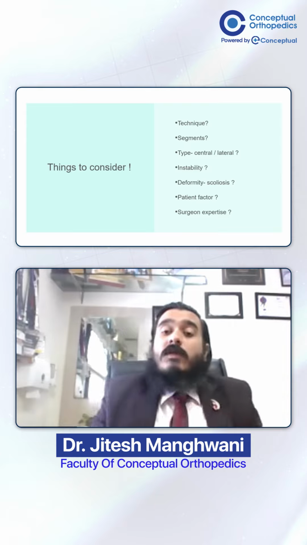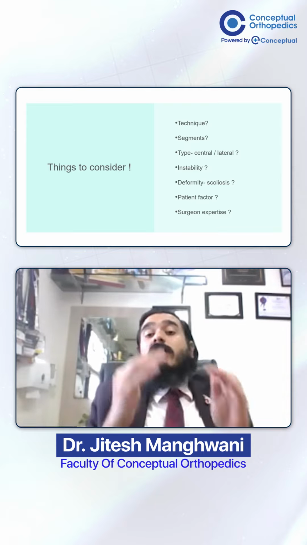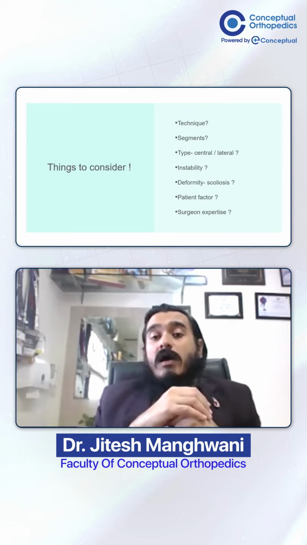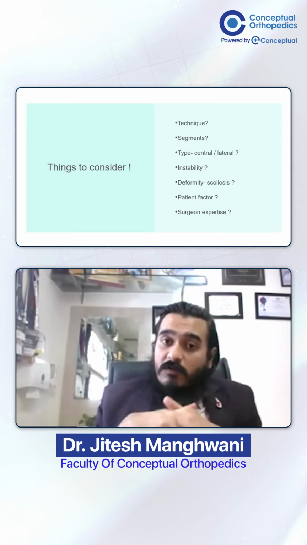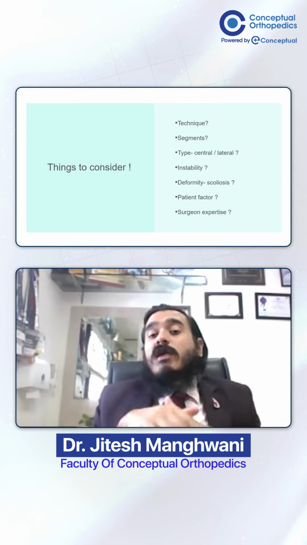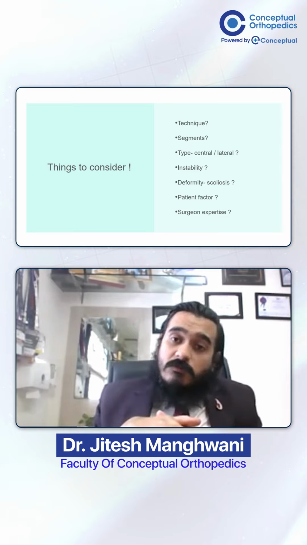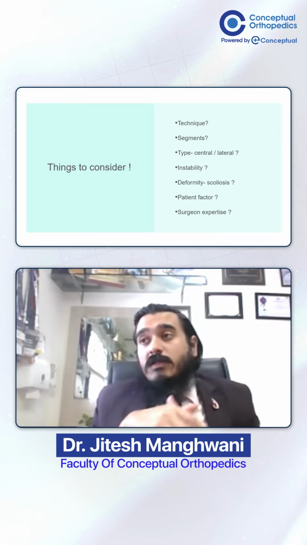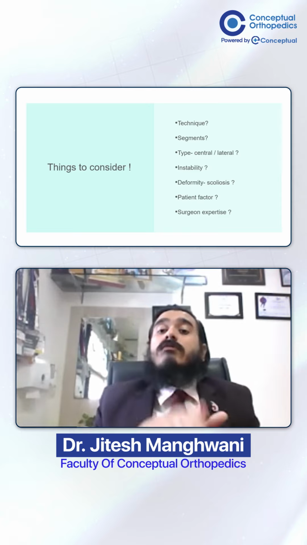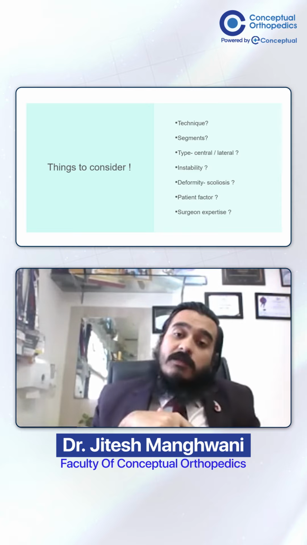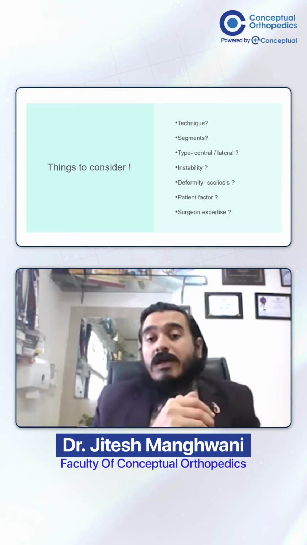Segments, depending on how many areas are involved, multiple levels. Generally, even up to 4 levels, just a decompression can be done. Central type of stenosis versus lateral stenosis. Whenever there is a lot of lateral stenosis, you may even have to consider knocking down the facets. If you're knocking down the facets, in that case you will have to do a fusion.